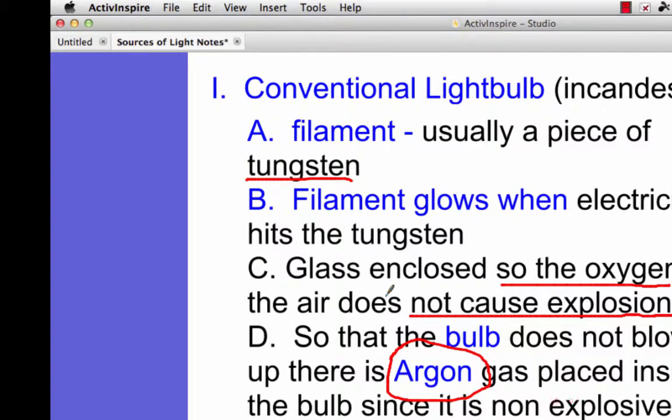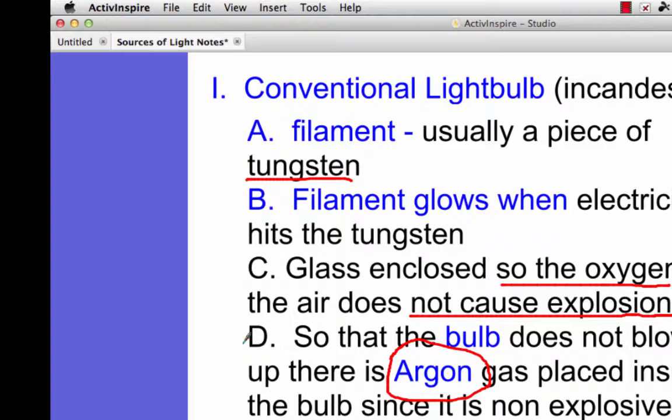And the reason that argon works here is because argon is what we would call non-reactive. And since it's non-reactive, it's non-explosive. Now, you will learn more about argon and why it's non-reactive in chemistry, but for your case here, we're just going to call it the fact that it is non-explosive.